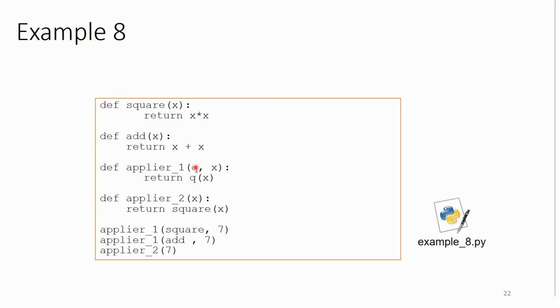So here we're telling the computer that q is supposed to be a function. So if we, for example, put a value inside, then it will return an error. That's what this function is expecting: this q is a function. Def applier 2(x) returns square(x). So here we're using square as a variable.